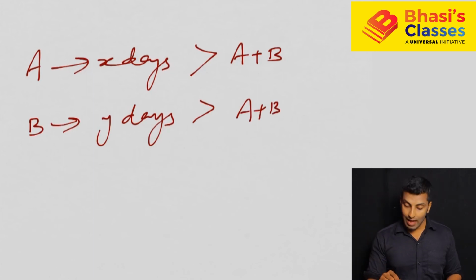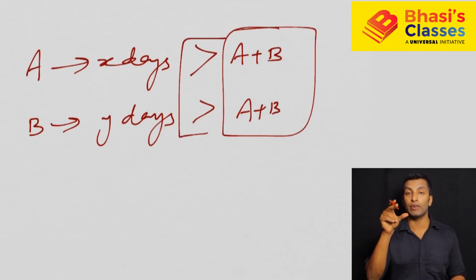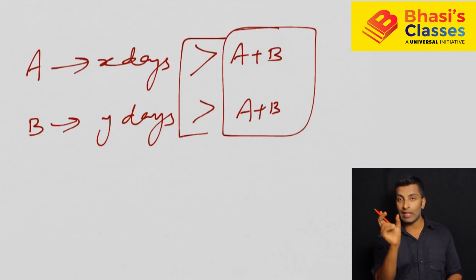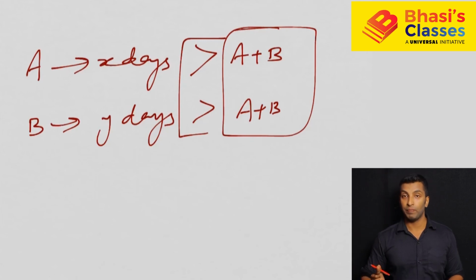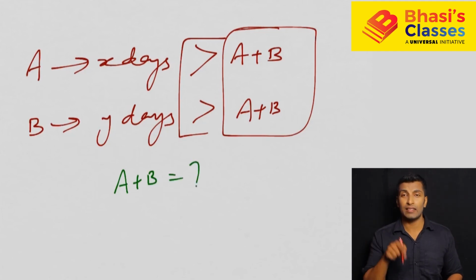So what is common here? A plus B working together. And you are comparing A's efficiency and B's efficiency with A plus B working together. So A takes X days more than A plus B working together, B takes Y days more than A plus B working together. In this situation, the question will be: A plus B working together, in how many days do they complete the work? Very simple. If you know this pattern, root XY.